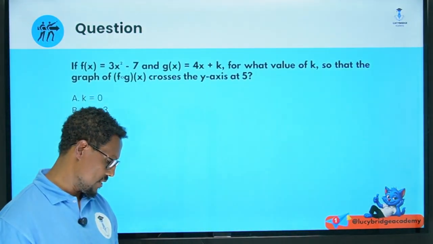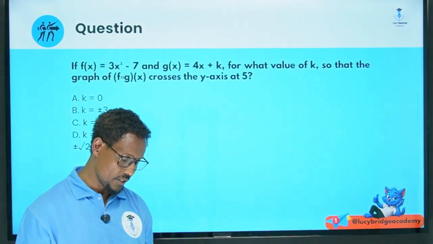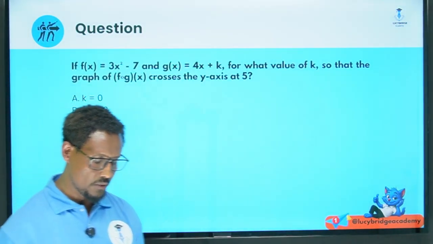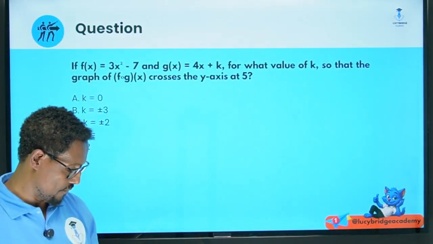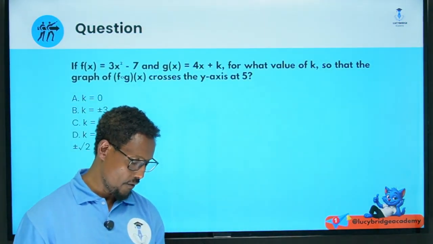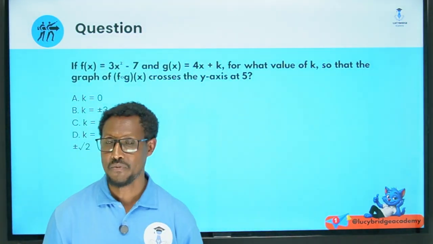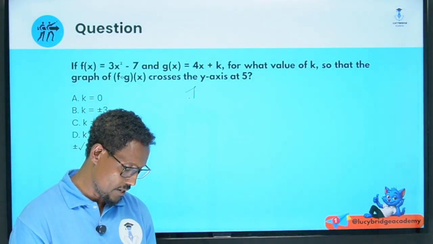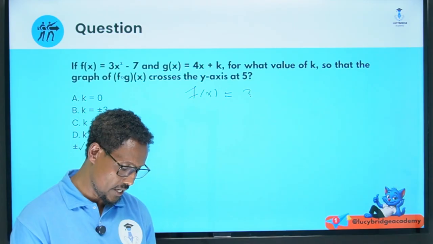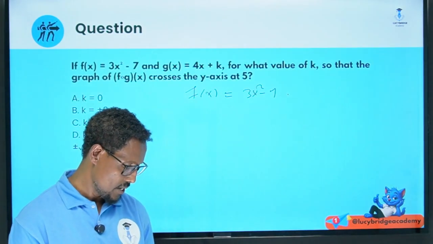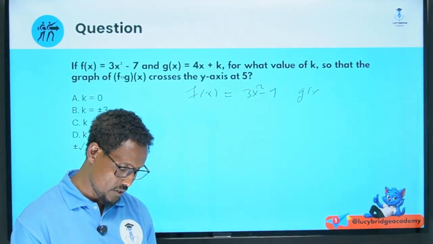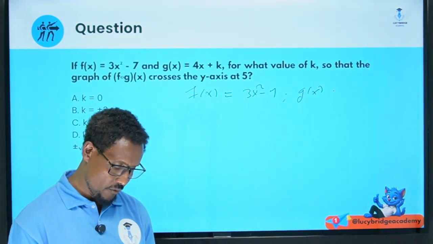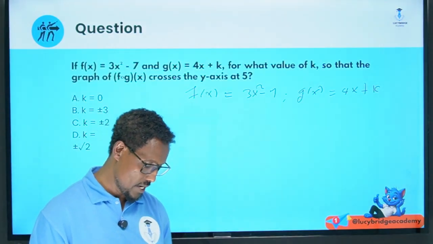Now again we have another question. f of x is given, and g of x is given in terms of k. For what value of k does the graph of f of g of x cross the y-axis at 5? Okay, let me see first what is f of x. f of x is 3x squared minus 7, and g of x is equal to 4x plus k.